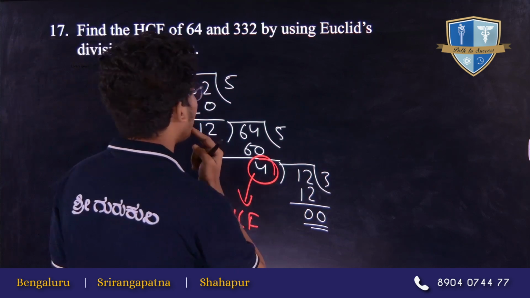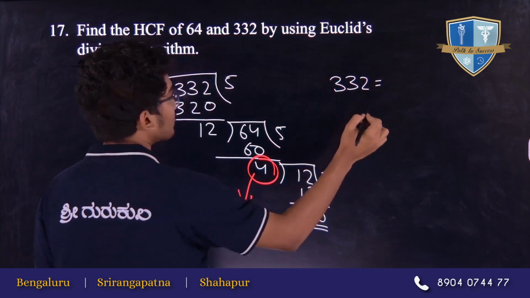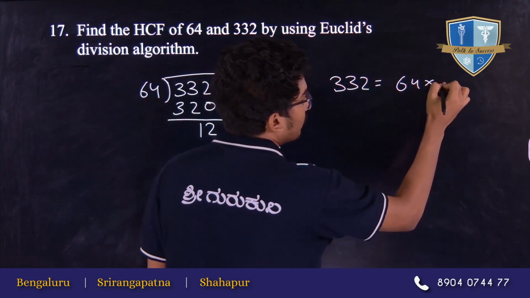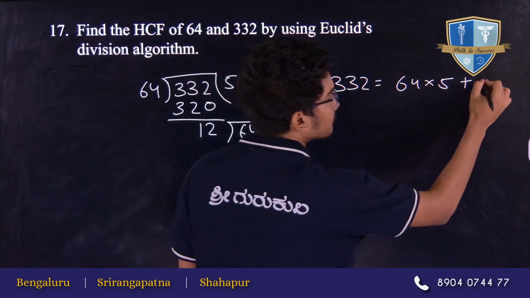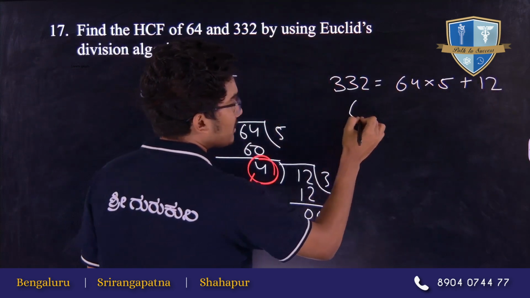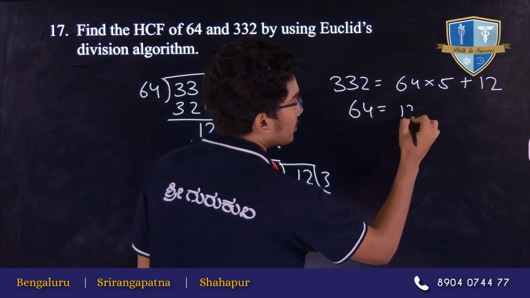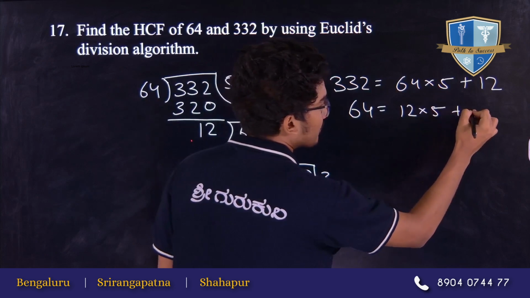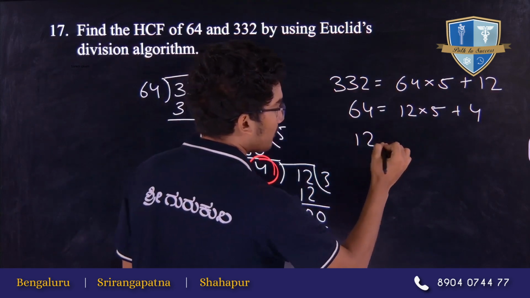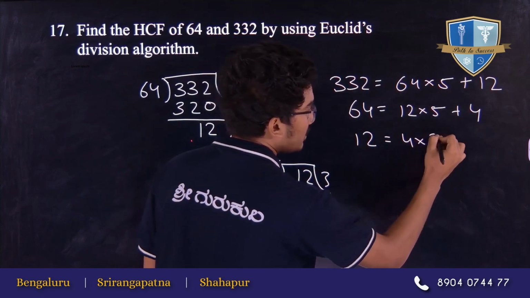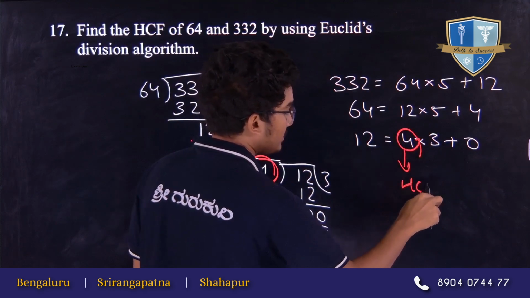So in algorithm form, we can write it like this: 332 is equal to 64 into 5 plus 12. Correct? Now 64 can be written as 12 times 5 plus 4. Now 12 can be written as 4 times 3 plus 0. So this 4 is our HCF.